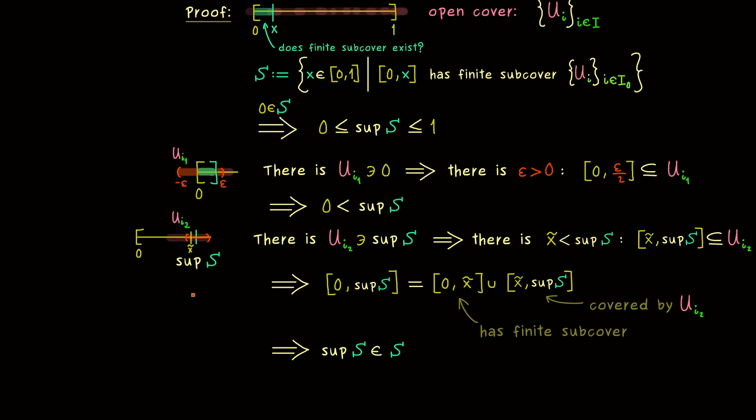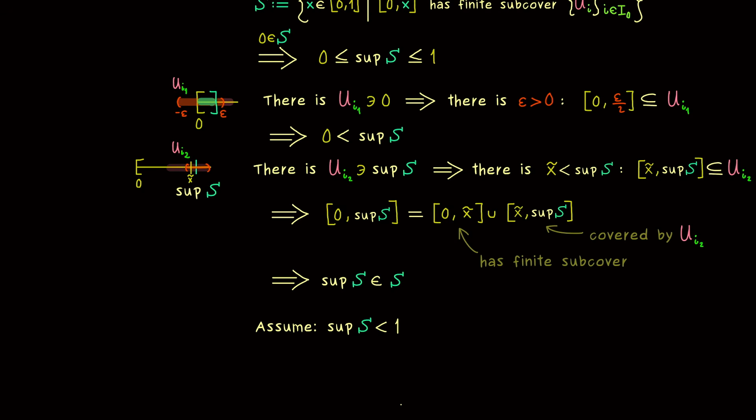Okay, and now for the last step of the proof, let's do a proof by contradiction and let's assume that the supremum of S is not equal to 1. In other words, let's look what happens when we assume that the supremum of S is strictly less than 1. And there we can use the same picture as before because Ui2 is an open set around the point supremum of S. However, now of course it could happen that this point 1 lies inside this epsilon neighborhood. However, in any case, it's always possible for us to find a point between the supremum of S and 1 that lies inside this epsilon neighborhood.